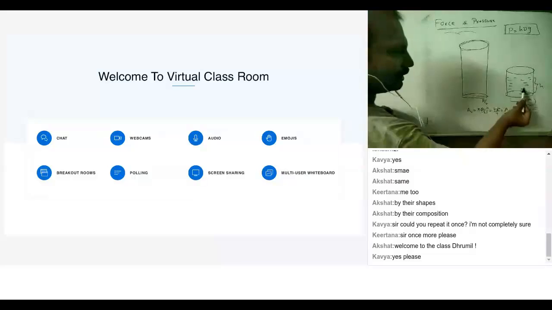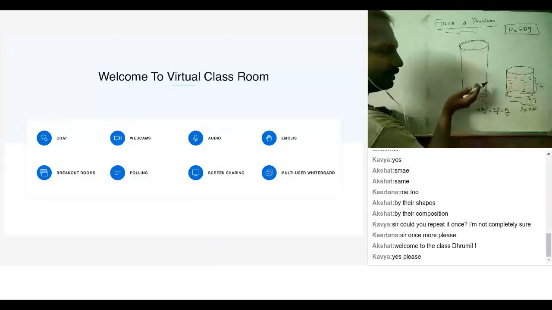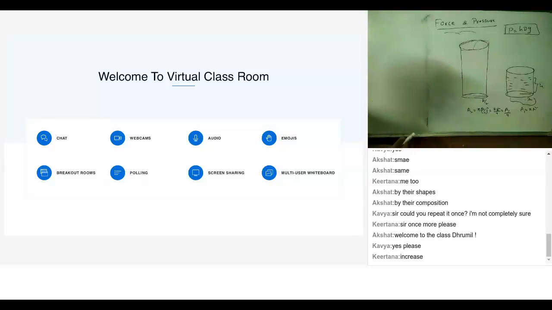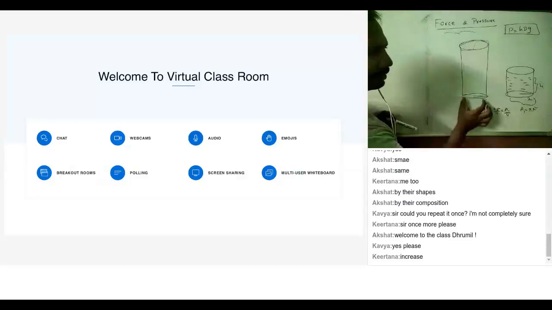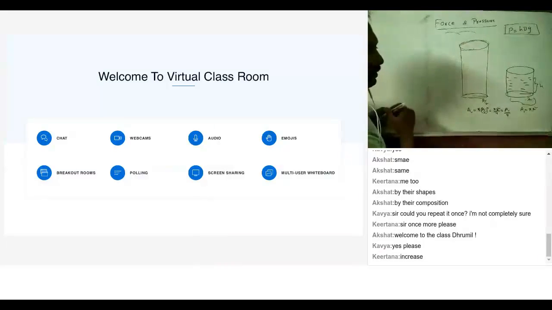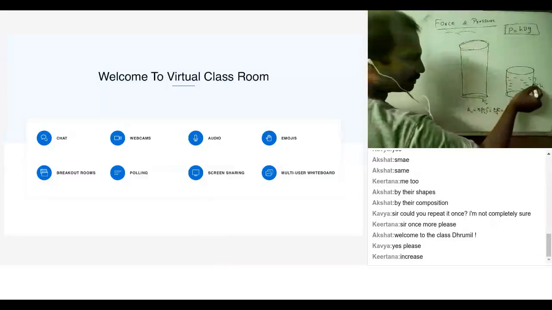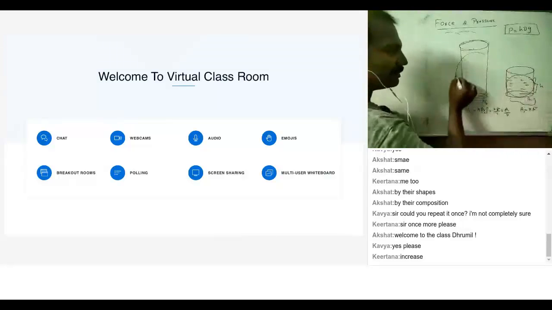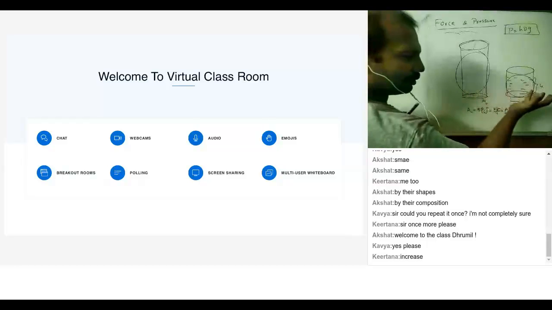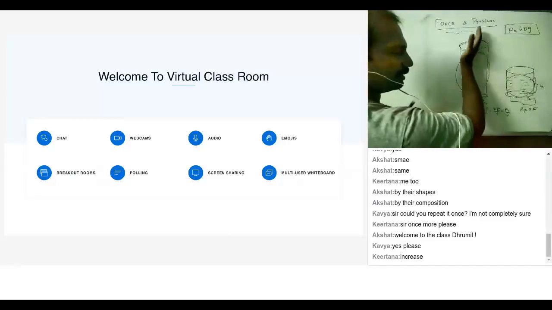If I'm pouring this water into this, will the height of the liquid increase or decrease? It will increase, because whenever you take water in a glass which has a wider base and pour it into a glass which has a thinner base, you'll feel the liquid column is higher, right? Why does the liquid column increase? Because whatever is the volume of the liquid here, the same is the volume here. You're not changing the liquid, you're just shifting it from here to here.